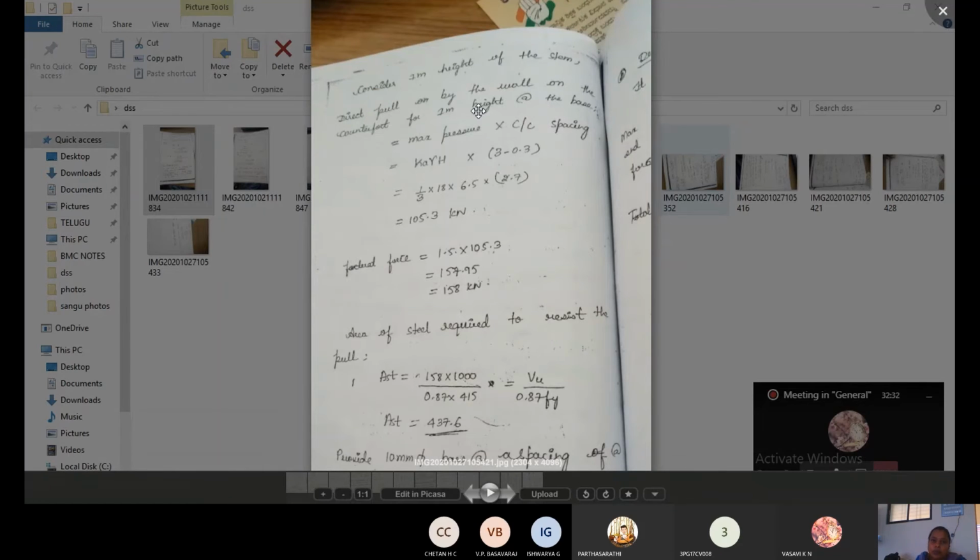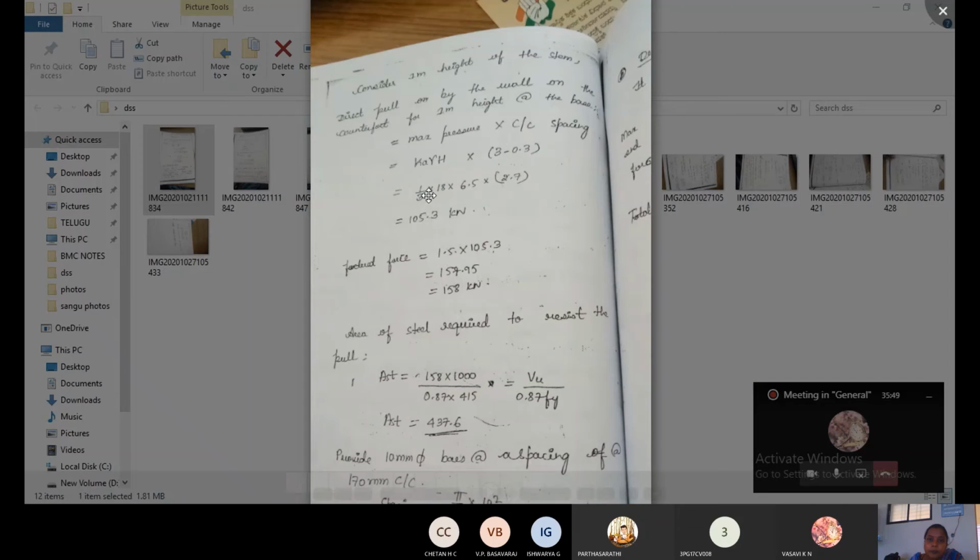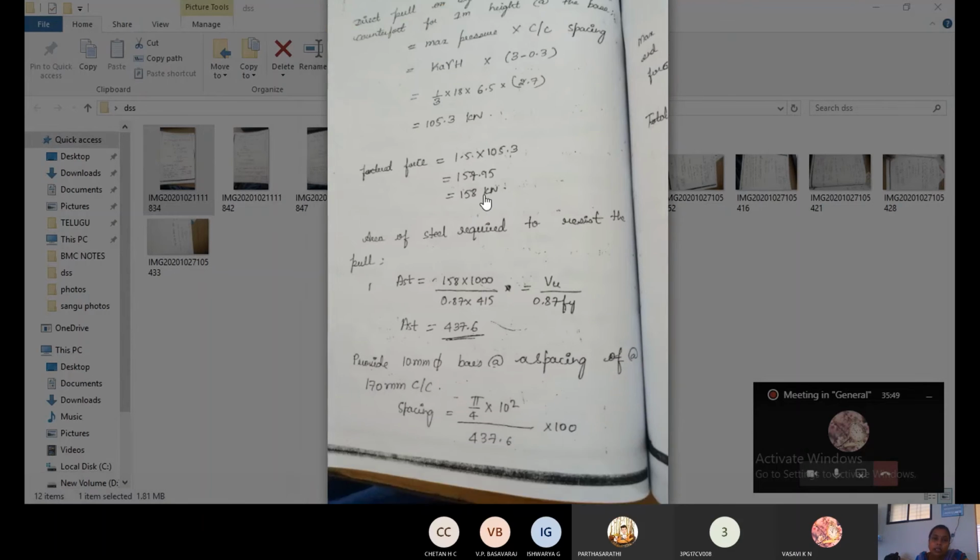So, direct pull by wall on the counterfort for 1 meter height at the base. Here the formula is given by maximum pressure into center to center spacing. Maximum pressure is given by Ka gamma h into 3 minus 0.3. So 1 by 3 into 18 into 6.5 by 2.7. If you calculate and multiply this, you will get 105.3 kilonewton. For this force, we have to calculate factored force by multiplying 1.5. You will get 157.95, which can be taken approximately as 158 kilonewton.